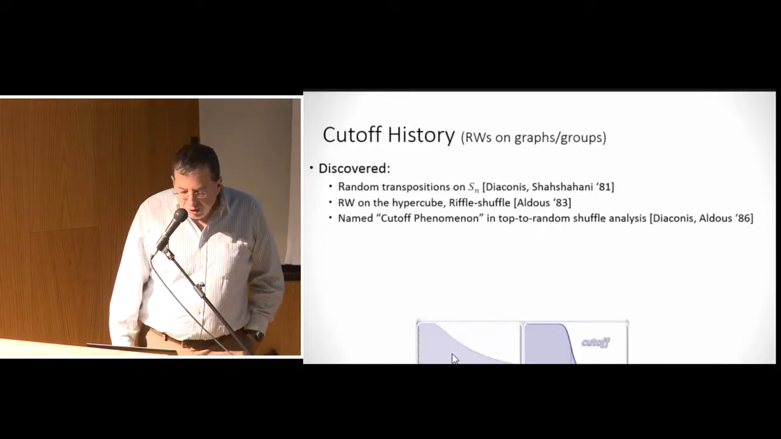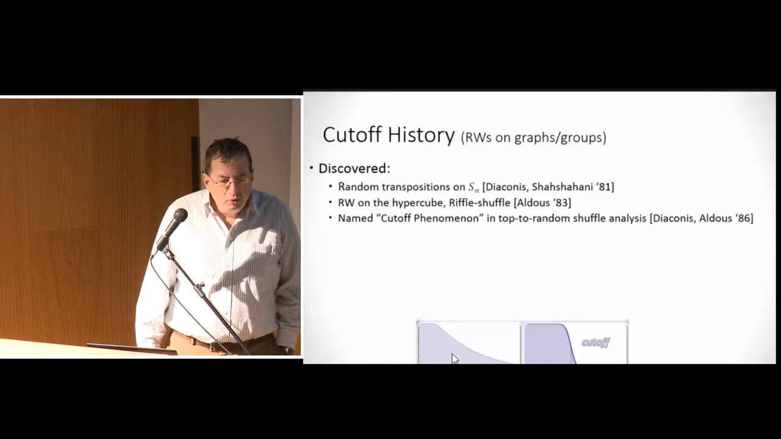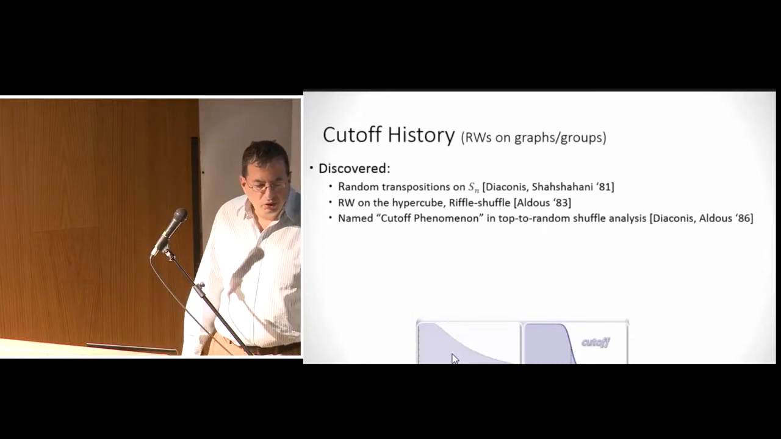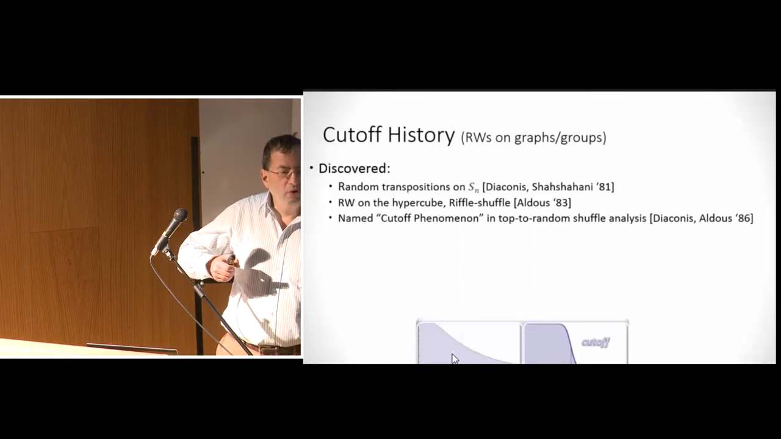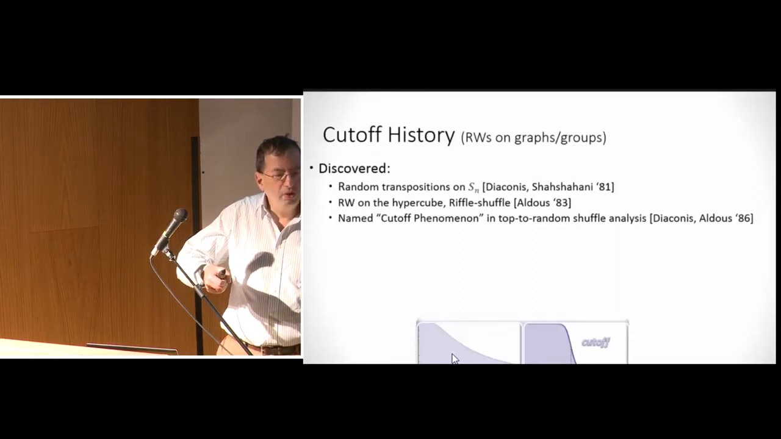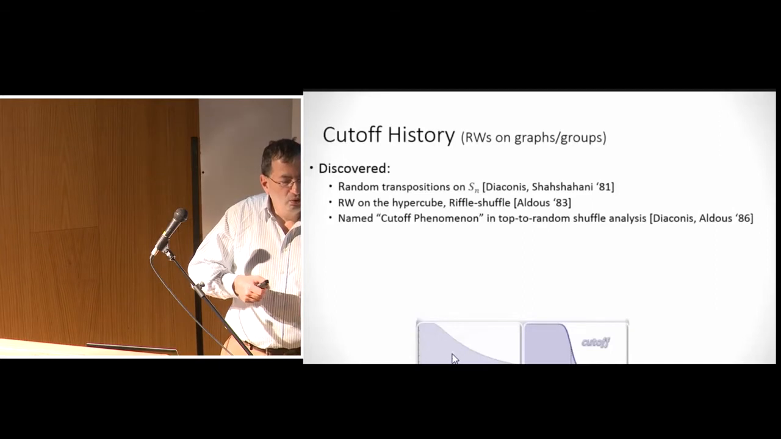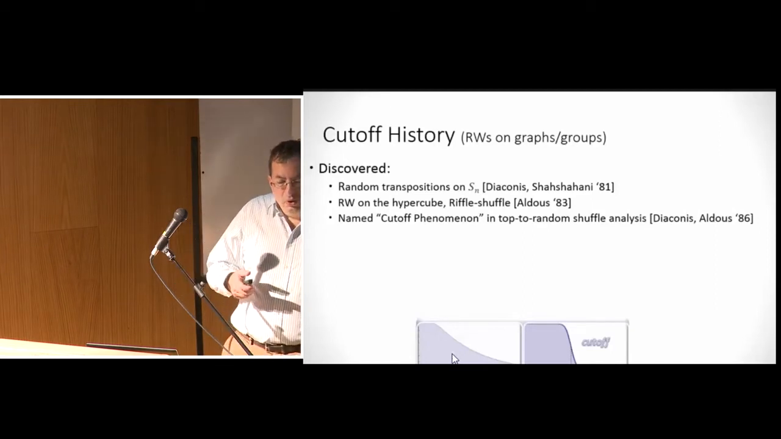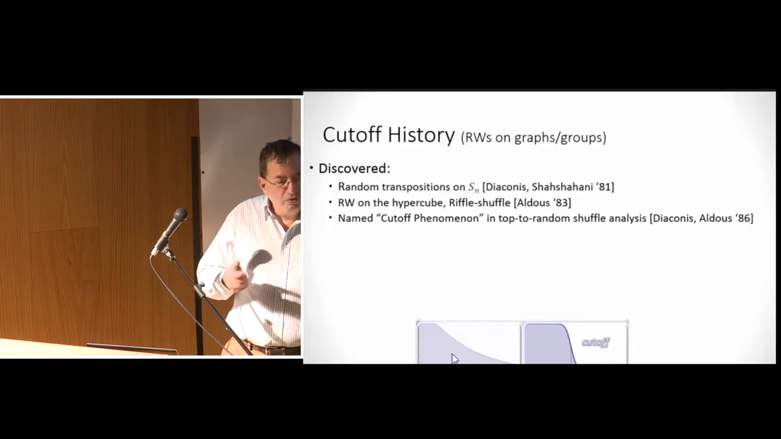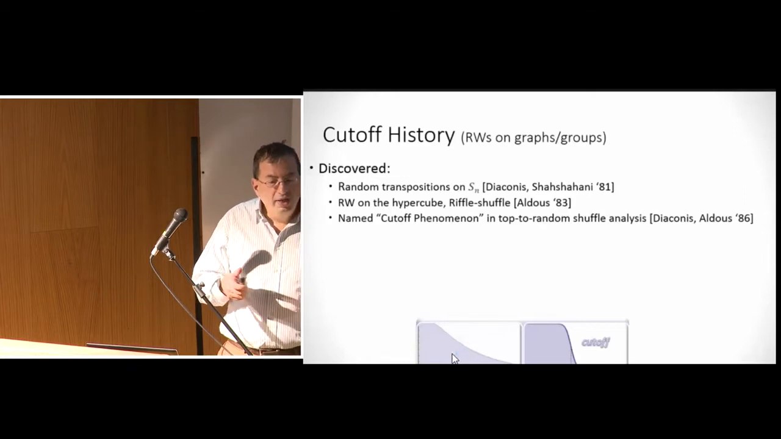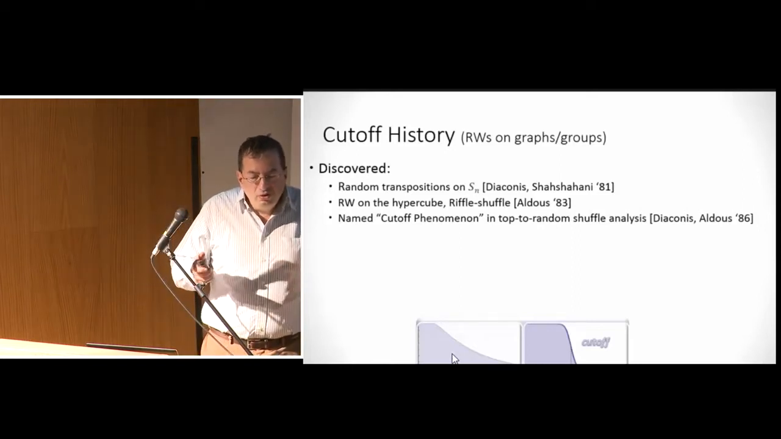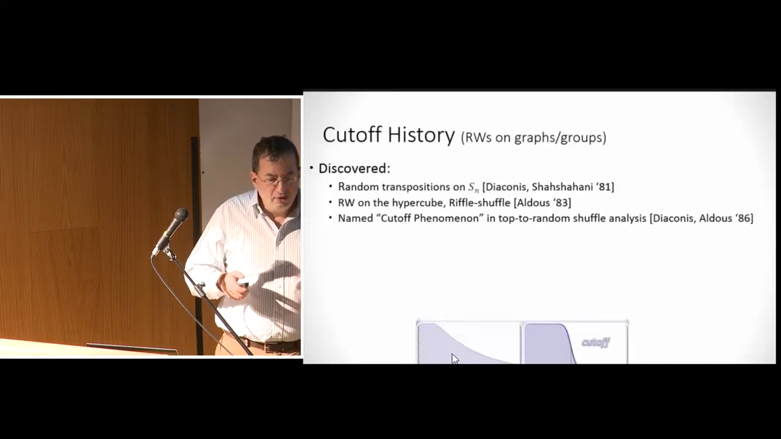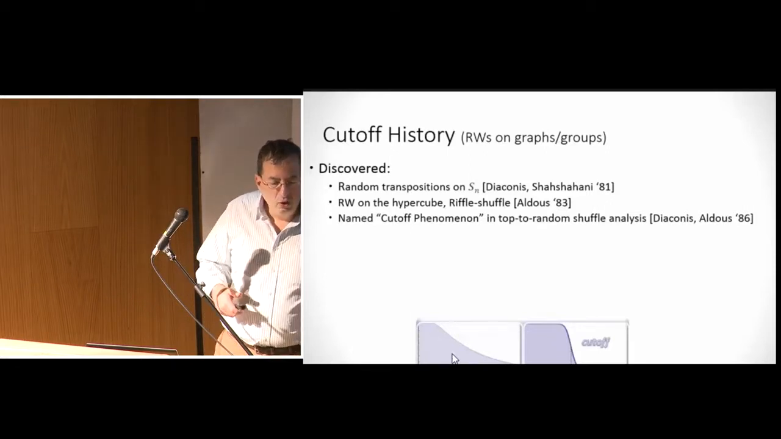So the first example of cutoff was random transpositions on the symmetric group. So you have n cards, choose one with your left hand, one with your right hand, and transpose. It might be the same card, so then you don't move. And clearly you need at least n log n over 2 steps because of coupon collector in order to mix this chain. But using representation theory, Shahshahani showed that, in fact, n log n over 2 is enough. So the mixing time is asymptotic to n log n over 2, not caring about what epsilon you are looking at. So the epsilon only affects the lower order terms.